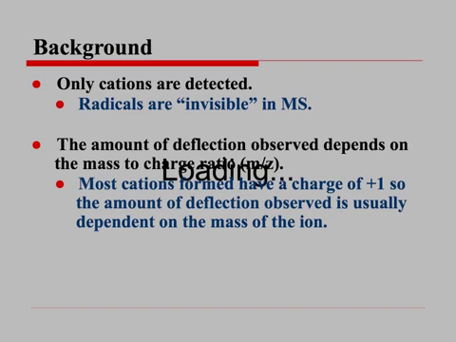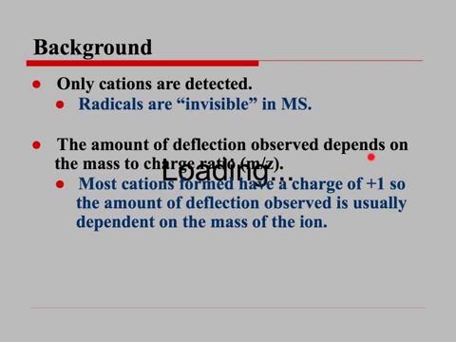As we discussed, the charge on the molecule is important, and that will cause the different curvature when they pass through the magnetic field. Radicals are not charged; they are neutral molecules, so they will not form a curvature path. They are invisible to mass. So radicals are out of the question. They are not going to be detected by mass spectrometry.